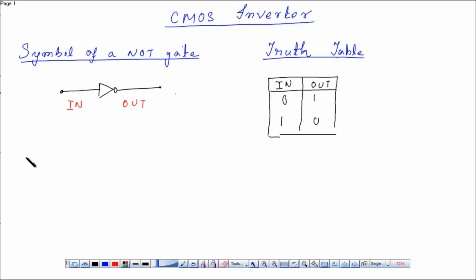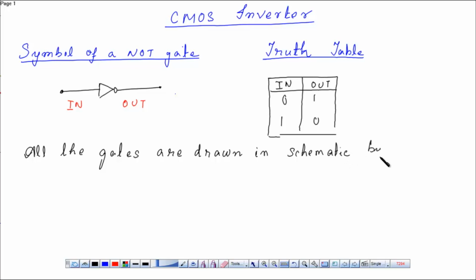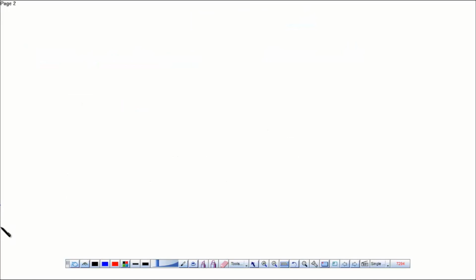Now how can you construct the schematic? Certainly all the logic gates are drawn in schematic by using the concept of CMOS. Now what is a CMOS circuit? At first we have to know what CMOS is. It's complementary MOS.